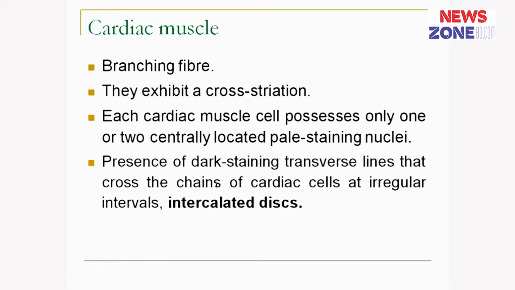Now cardiac muscle. We already know that cardiac muscles are branching fibers and they exhibit cross striation. Each cardiac muscle cell possesses only one or two centrally located pale staining nuclei, and there are dark staining transverse lines that cross the chains of cardiac cells at irregular intervals, known as intercalated discs.